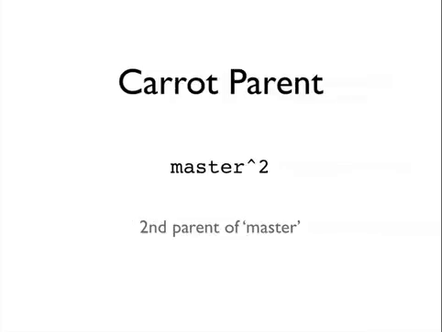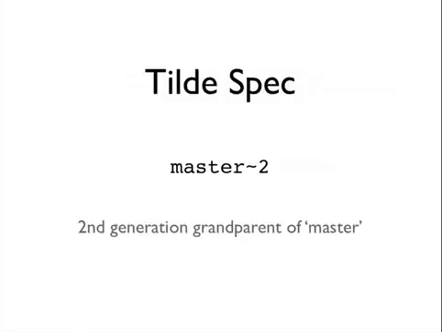The caret parent means the second parent. So if you have a 3-way merge, you have 3 different parents on a commit. So you can either do tilde, which is the first parent, tilde 2, which is the second, tilde 3, which is the third. If you don't have a merge, if it's not a merge object, then this doesn't make sense. So you really only use these for merge commits.